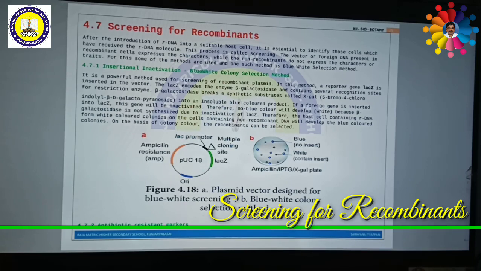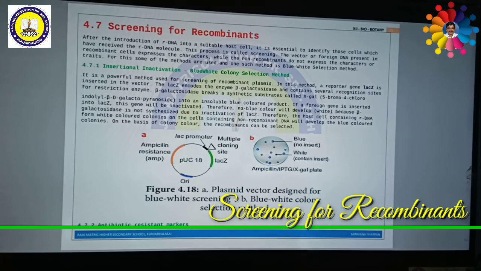The vector, meaning the plasmid, or the foreign DNA, that means the gene of interest, present in the recombinant cells expresses the characters, while the non-recombinants do not express the characters or trait. For this, some methods are used, and one such method is called the blue-white selection method, that we can see next. What is the blue-white colony selection method, or insertional inactivation? In order to understand that, we should see it once.